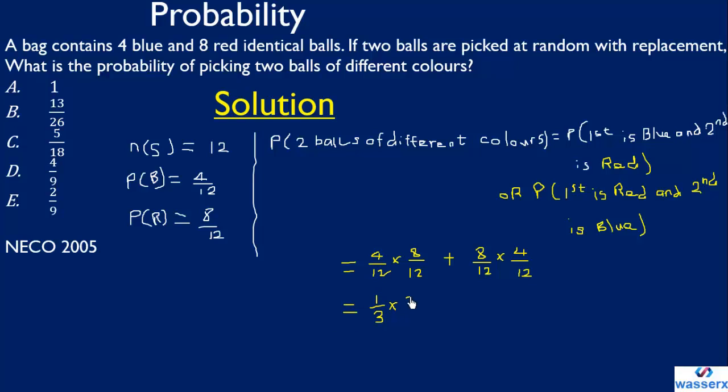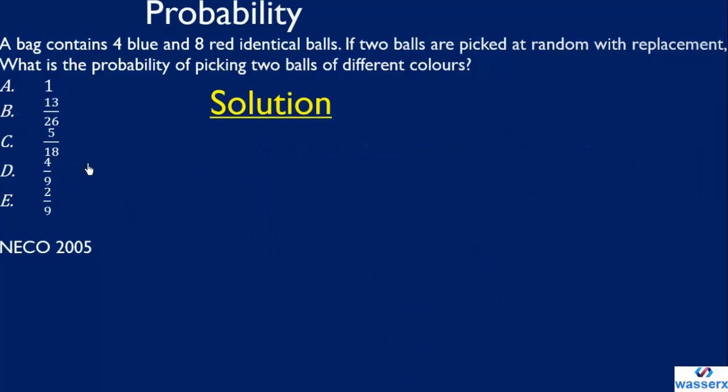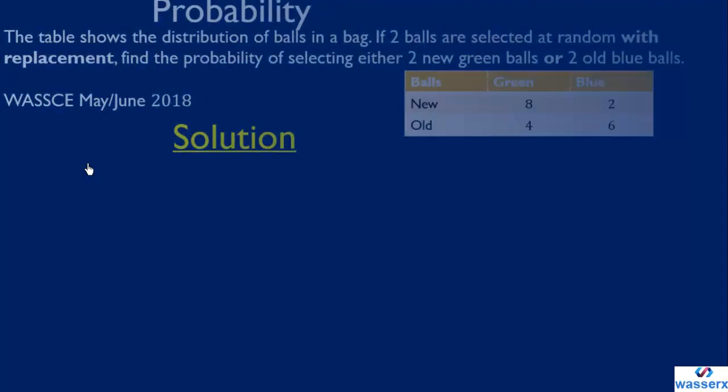So this gives us 1/3 times 2/3 plus 2/3 times 1/3. So we get 2/9 plus 2/9, and this will simplify to 4/9. So the correct answer is D.